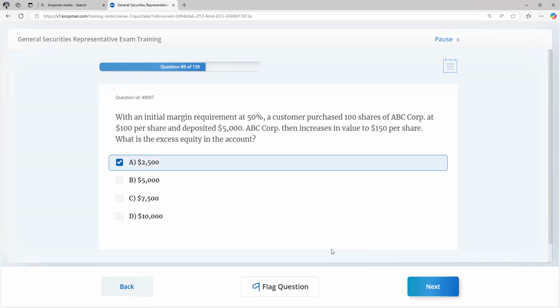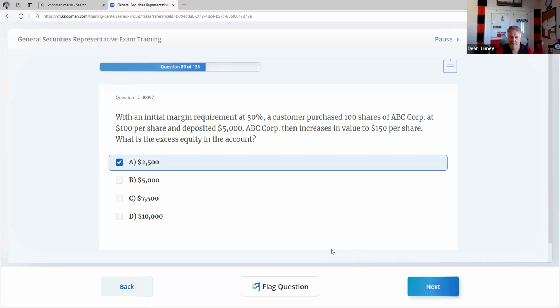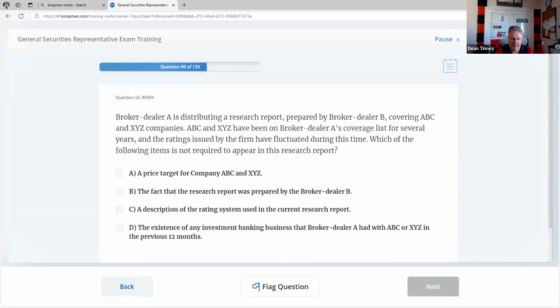We bought that. We have a $5,000 debit, right? And then it says 150. So 15,000 minus the 5 is 10. Half of 15 is 7,500. You got 2,500 in excess equity. That's two margin questions you got right. So you gotta stop beating yourself up that you don't know margin. So far, you're doing pretty good on margin questions.